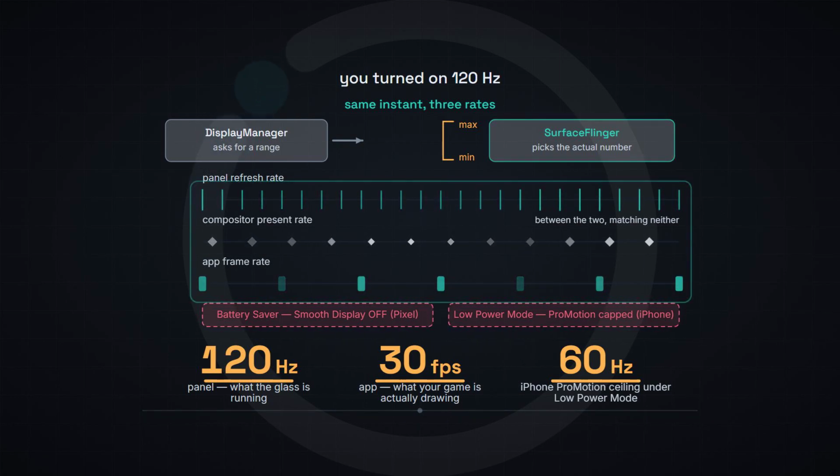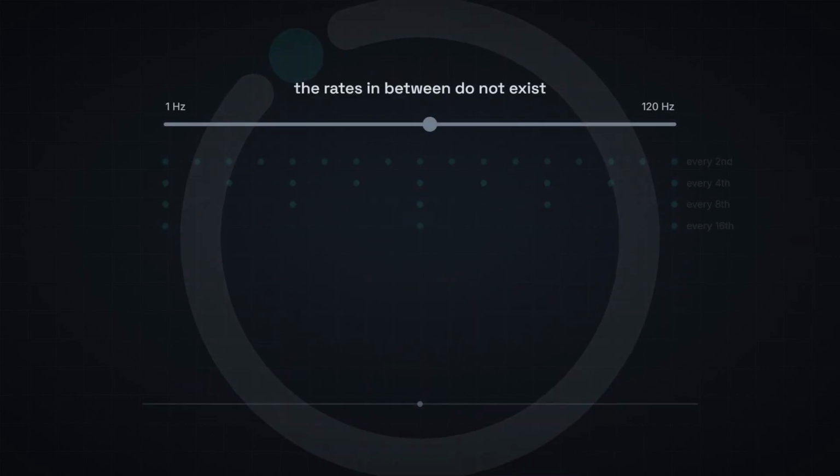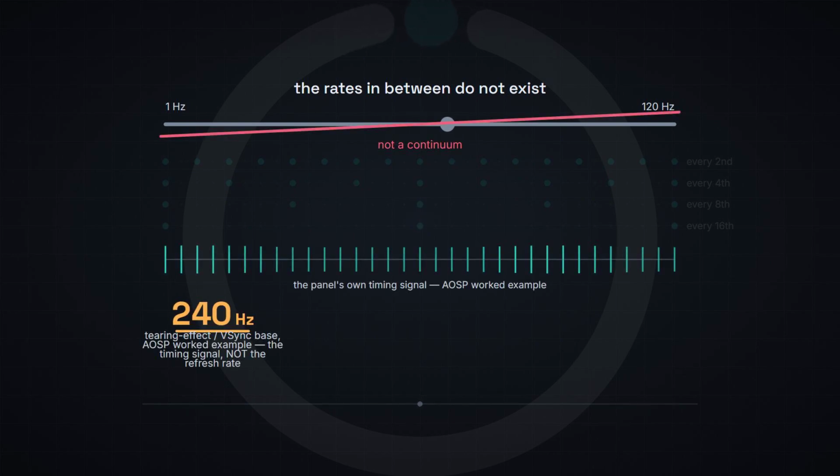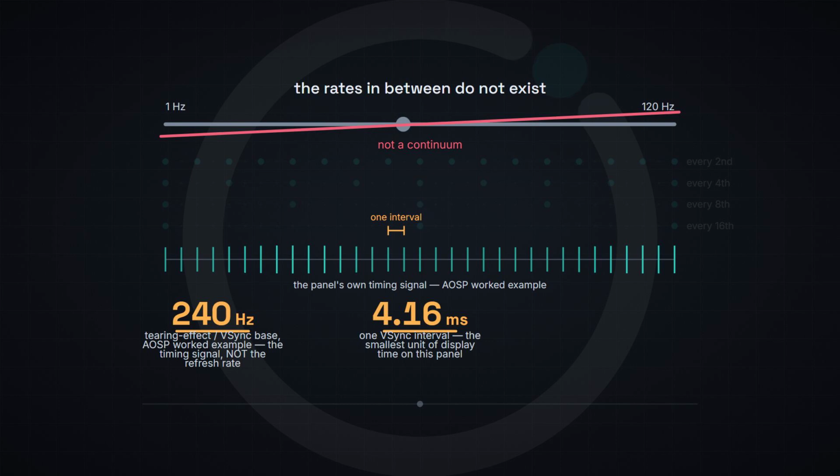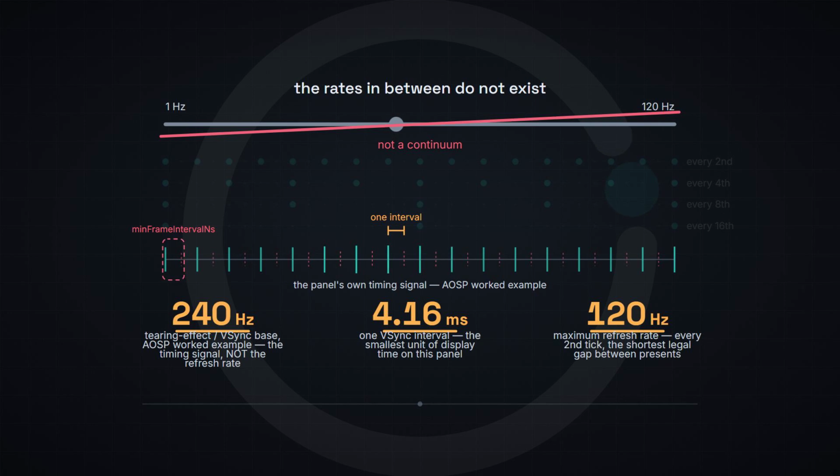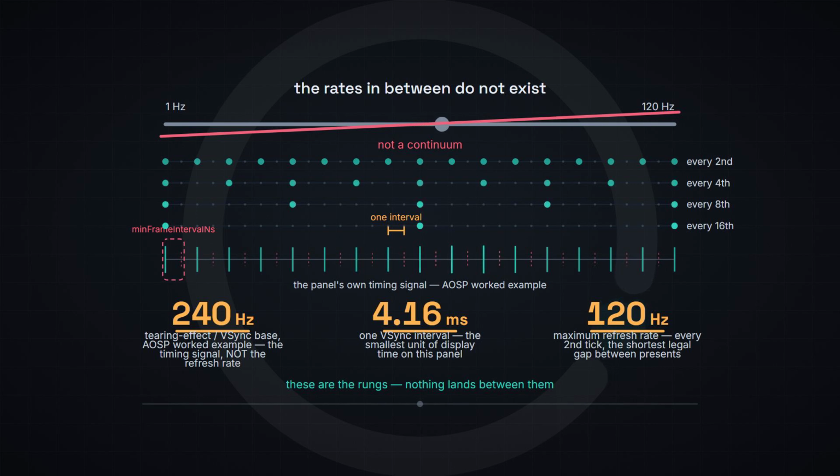So what refresh rates can the panel actually choose from? 1 to 120 Hz sounds like a dial. It isn't. An adaptive panel only runs at divisors of its tearing effect signal. That signal is the panel's own timing heartbeat. In Android's worked example, the base ticks at 240 Hz. That's 1 tick every 4.16 milliseconds. The panel's minimum frame interval corresponds to 120 Hz. That's its real maximum refresh rate. Once that minimum interval has passed, a frame can present on any multiple of the tick. Timing base and refresh rate are different numbers. The rates in between are a discrete ladder, not a slider.